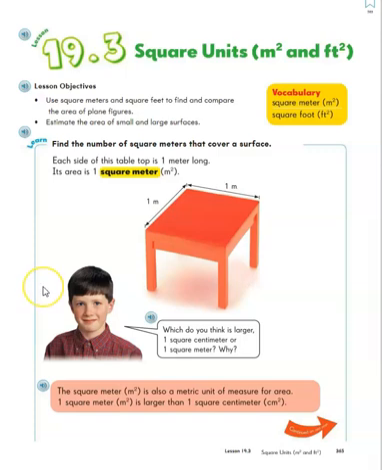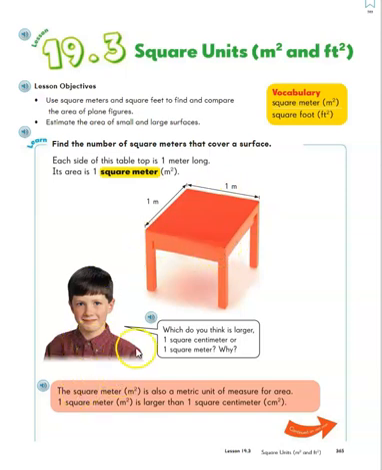Okay, so looking at this page, it says each side of this tabletop is 1 meter long. So the area of this table would be 1 square meter. And we would write that with our M for meter and then our little floating 2, that means squared. Okay, so we have 1 meter on this side, 1 meter on this side, 1 meter on this side, and 1 meter on this side.